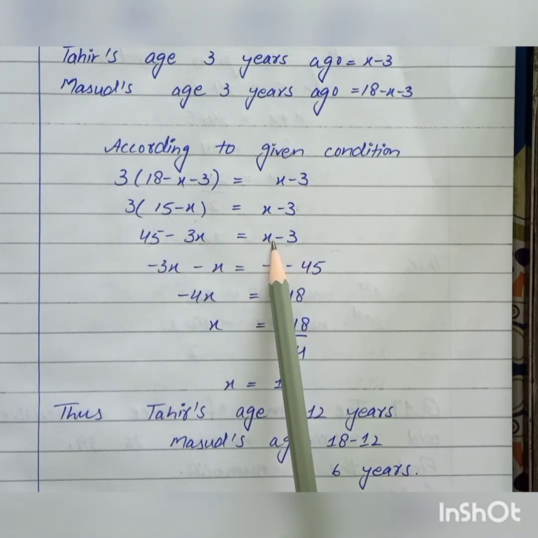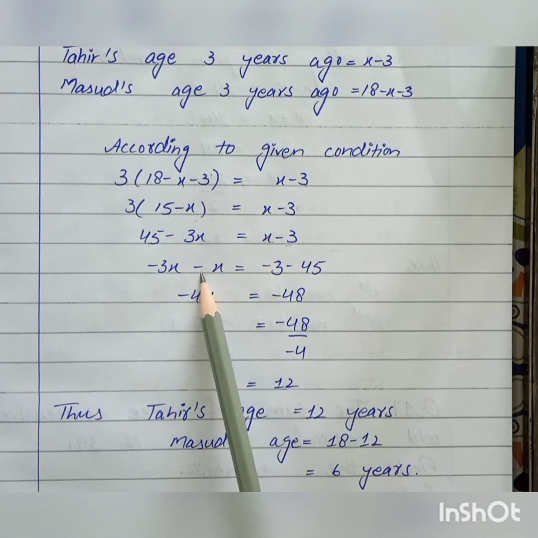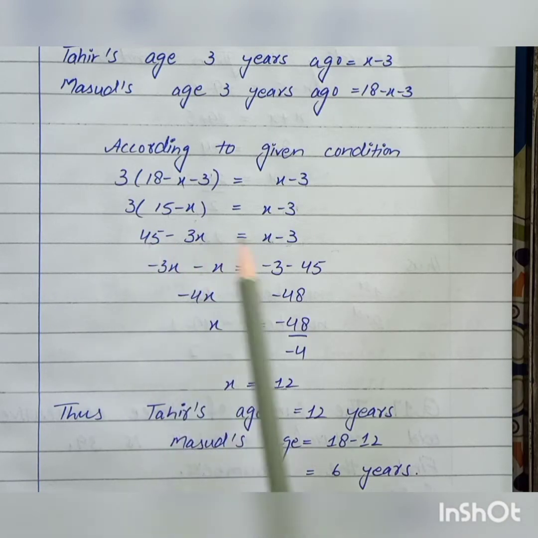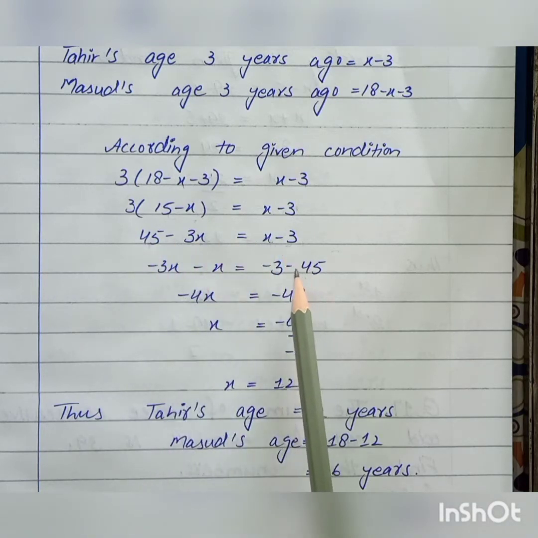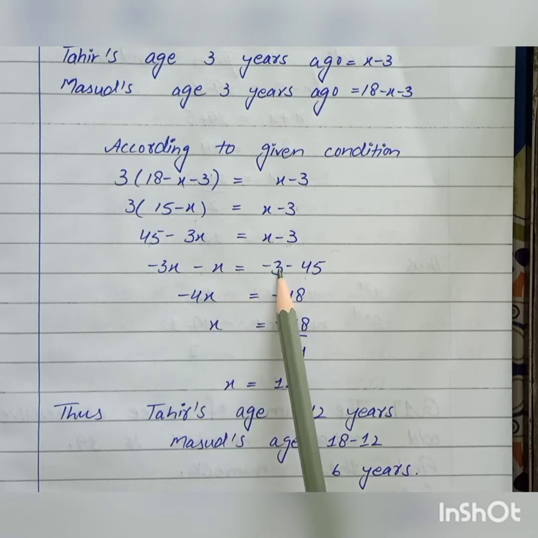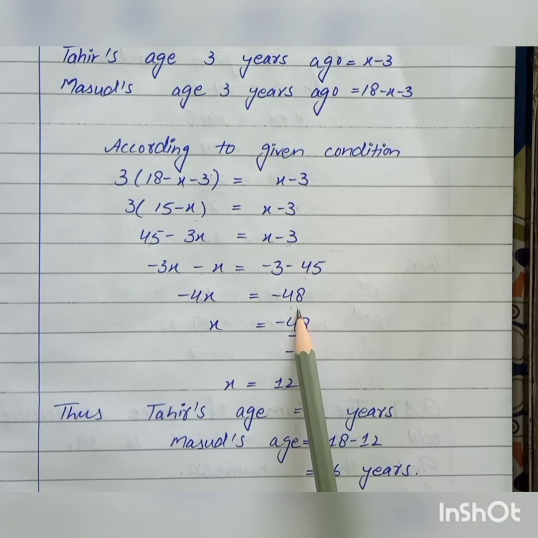So minus 3x, where x is going to the other side of the equality, the plus x is going to become minus x, and the plus 45 is going to become minus 45 when it goes to the other side of the equality. So minus 3x minus x is equal to minus 4x, and minus 3 minus 45 is equal to minus 48, where minus and minus is this, and x is equal to, as it is, minus 48 divided by minus 4.